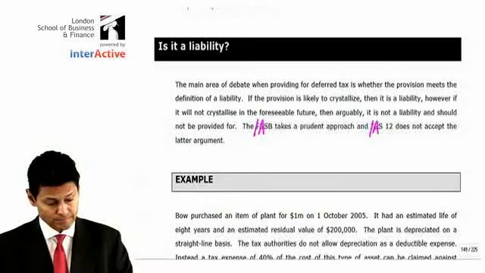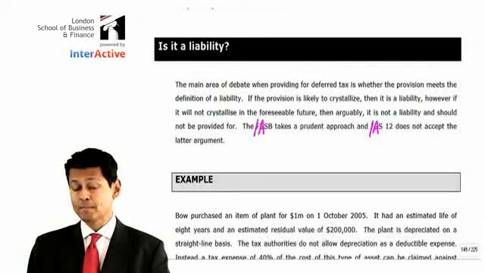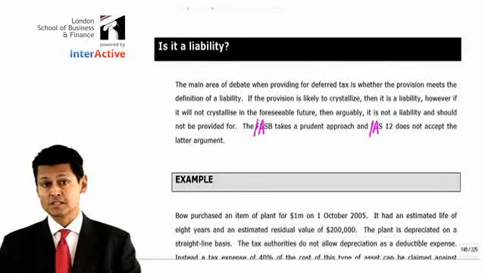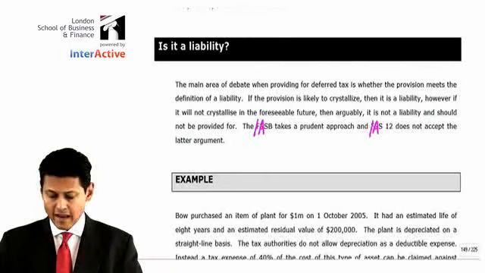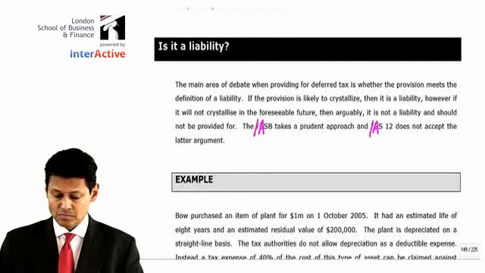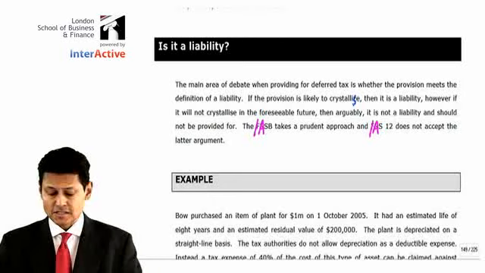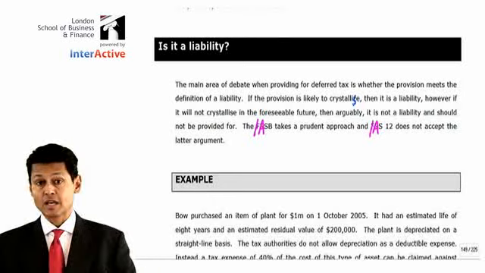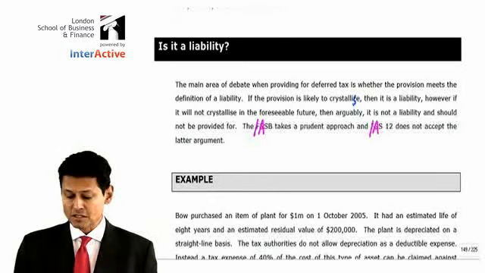The main area of debate when providing for deferred tax is whether the provision meets the definition of a liability. A liability, of course, is something that you have to pay, and in this case, tax. If the provision is likely to crystallize, become solid, then it is a liability. However, if it will not crystallize in the foreseeable future, then arguably it is not a liability and should not be provided for.